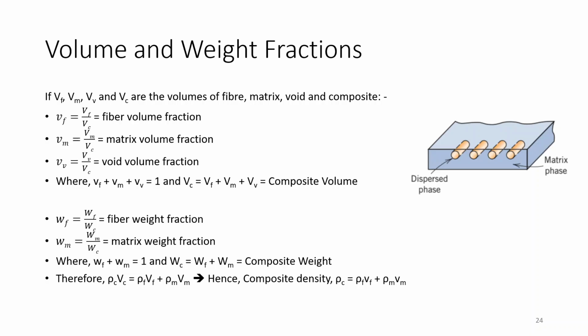So the sum of the fractions will again be equal to 1, and the weight of the composite will be equal to the weight of the fiber plus the weight of the matrix. Weight can also be written in terms of density. So rho, the density of the composite, times the volume of the composite will be equal to the density rho F times VF plus rho M times VM. Now it can be written in terms of fractions as well.